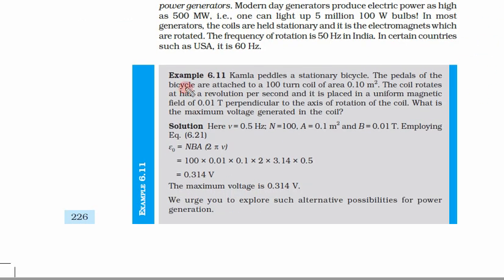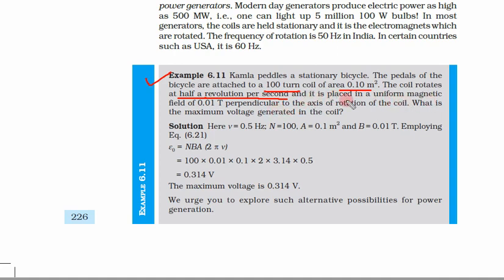Now let us solve this example 6.11. Kamla pedals a stationary bicycle. That means the bicycle is stationary. The pedals of the bicycle are attached to a 100-turn coil of area 0.10 meter square. So area is given, number of turns n is given. The coil rotates at half a revolution per second. So what is the revolution? Half a revolution per second. So nu is 1 by 2.